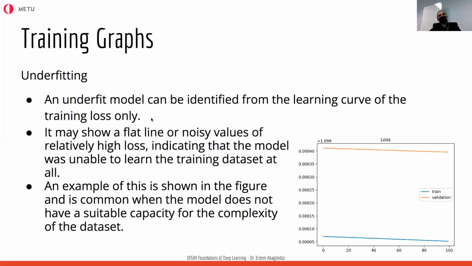An underfit model can be identified from the learning curve of the training loss only. It may show a flat line. It is decreasing, but not decreasing enough. This will actually make the validation loss not decrease enough as well. I mean, it is decreasing, I see, but we're looking for a more exponentially decreasing graph. It may show a flat line or noisy values of relatively high loss, indicating that the model was unable to learn. An example of this is shown in the figure.